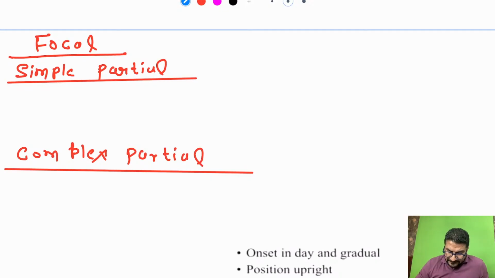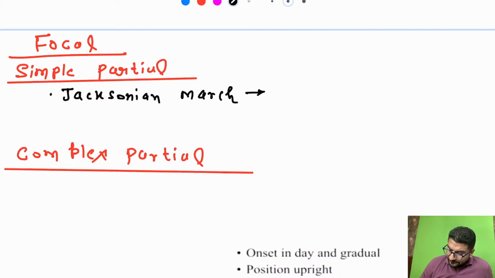In simple partial seizure, what we have, understand this thing. In simple partial seizure we can have Jacksonian march. Jacksonian march means seizure will move, seizure march कर रहा है, move कर रहा है, means patient को start हुआ यहाँ से, suppose from here it is moving from distal to proximal, means ऐसे यहाँ से start हुआ, then it is moving here from distal to proximal.